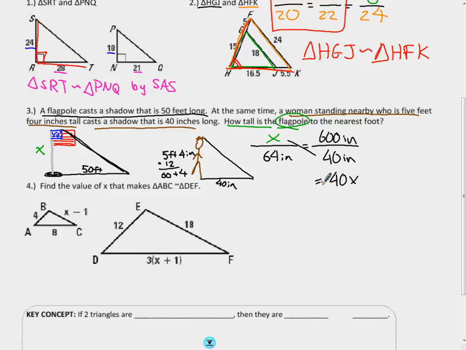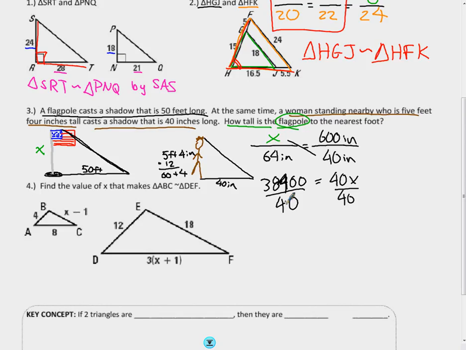And what do I get? 950? Is that right? I did 64 inches over 40. x is equal to 960 inches.